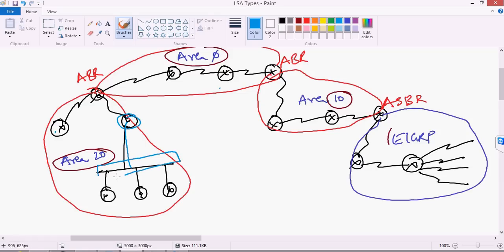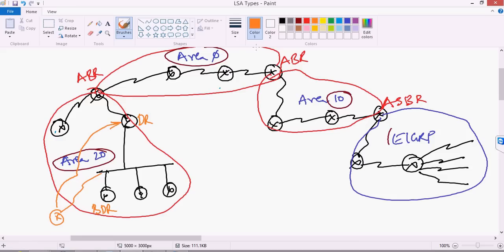They will elect one router as the DR, designated router. If any router has an update, it has to send it to the DR. Assume this is the DR and this is your BDR, the backup designated router. In this scenario, this router receives an update and informs the DR. Once the DR receives that update, its job is to make sure it sends it to the other routers inside the same network. Generally we call it LSA2.